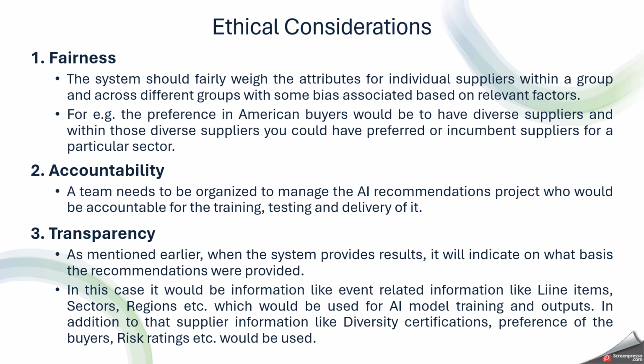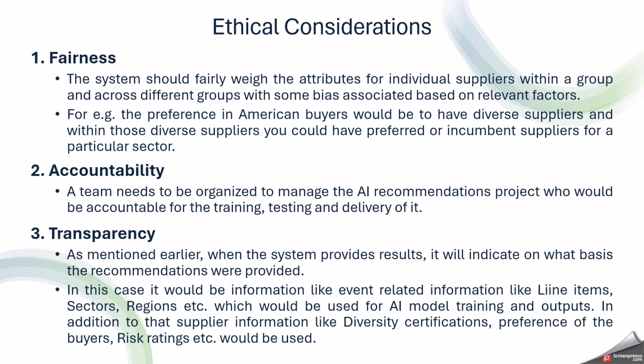From a transparency perspective, as we discussed earlier, if a system is providing me a recommendation, next to it, it will show me why the system has recommended certain results. For example, if I have a particular supplier recommended, the system should tell me that it was recommended because he is a preferred supplier for that category, or an incumbent supplier in multiple organizations for that particular category or line item.